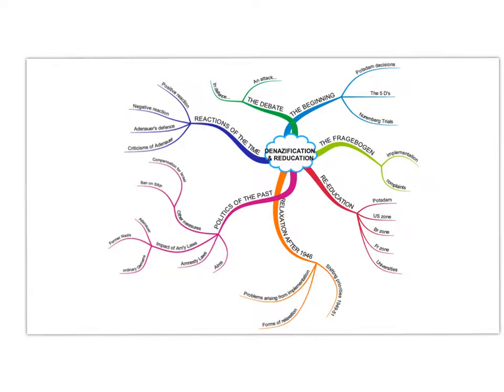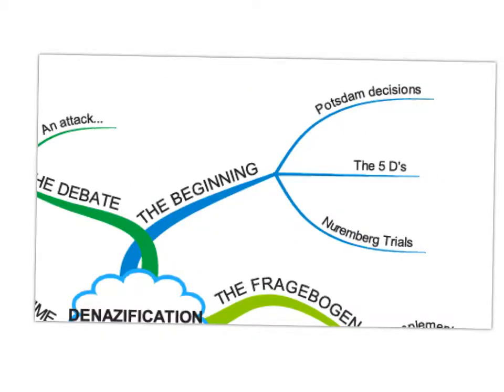And there's the mind map for this lesson. Starting off in the top right hand corner with the beginning, we'll move our way through those key strands: the Fragebogen, the American questionnaires, re-education, the relaxation of the denazification program from 46 onwards, and then the last 3 strands are very much about the issues: Adenauer's policies, the politics of the past, how Germans responded to it at the time, and the debate. So, the beginning, 3 strands there: the Potsdam decisions that were made, the 5 Ds, and the Nuremberg trials.